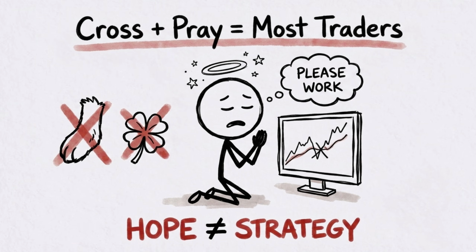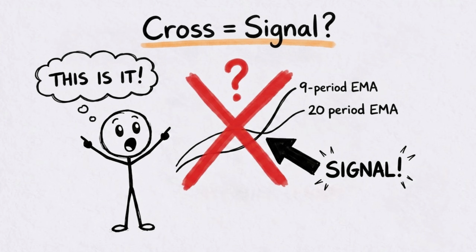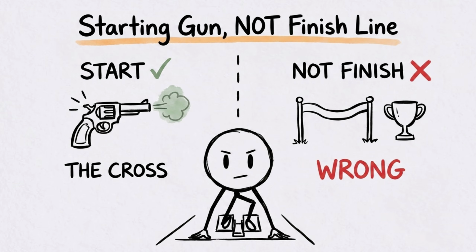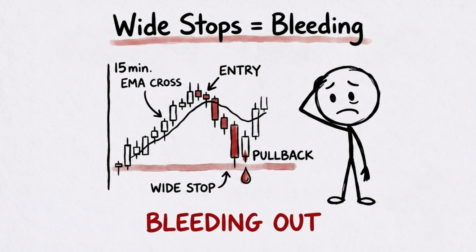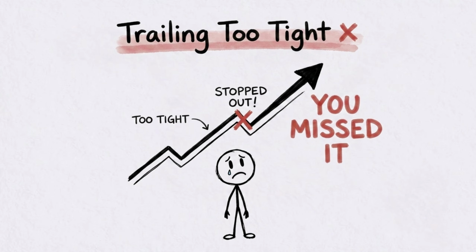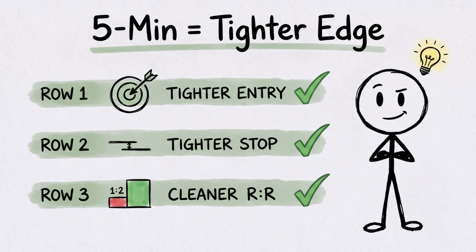Most traders watch the 9 and 20 EMA cross on one chart and pray. They think the cross is the signal. But the reality is, the cross is just the alert. It's the starting gun, not the finish line. Most traders enter on the 15-minute cross with wide stops and wonder why they bleed on every pullback. Most traders think trailing stops are complicated, so they don't use them, or they trail too tight and get stopped out before the move starts. But the reality is, if the 15-minute trend is valid, the 5-minute chart will give you a tighter entry, a tighter stop, and a cleaner risk to reward.